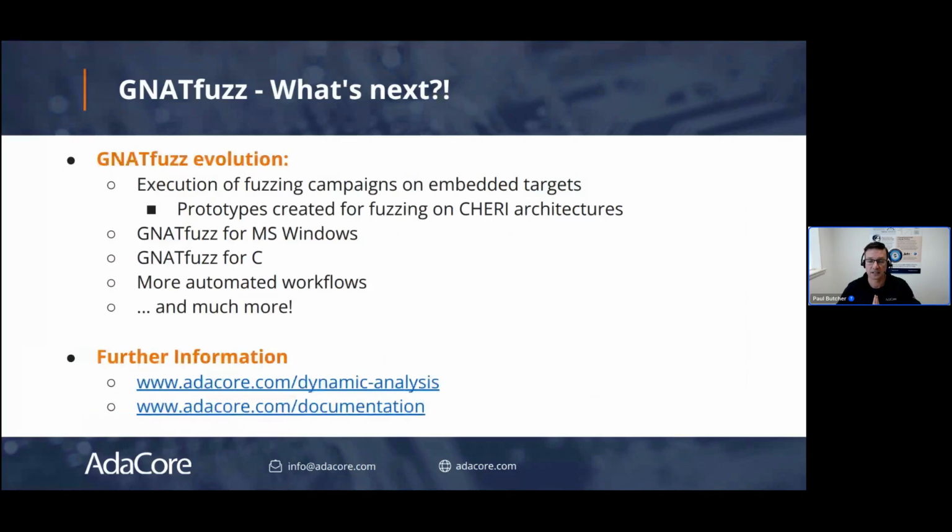So what's next? There's a lot going on. We are actively looking at how we can utilize this technology to perform on-target fuzzing. We've got prototypes for fuzzing on CHERI architectures, which are a particularly interesting microprocessor architecture that supports memory safety at the hardware level. We're also working on an MS Windows solution that will be available in the 26th release. GNATfuzz for C is being worked on. After that, we will start looking at supporting more languages with the fuzzing technology. Workflows is going to be a big thing. There'll be much more of them to come, and many more features.